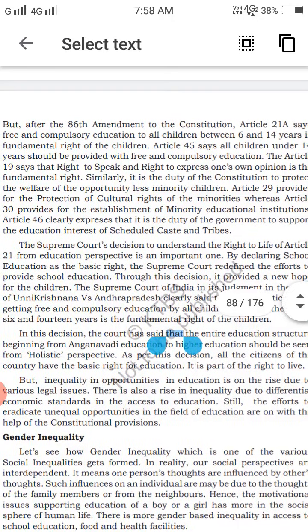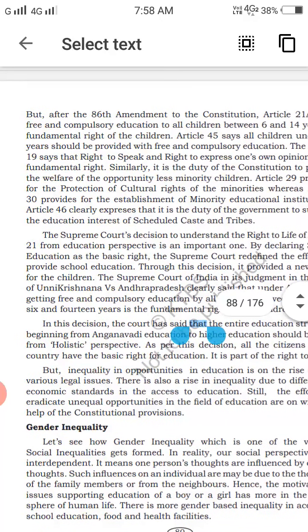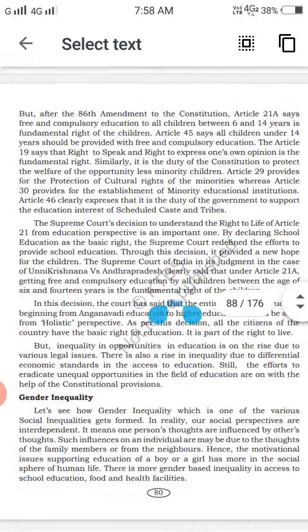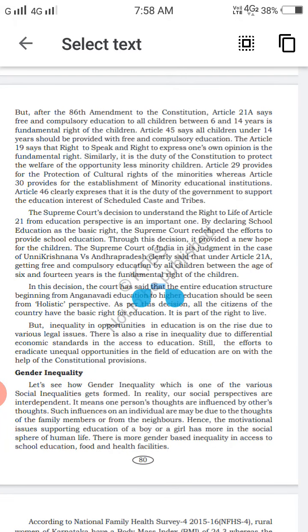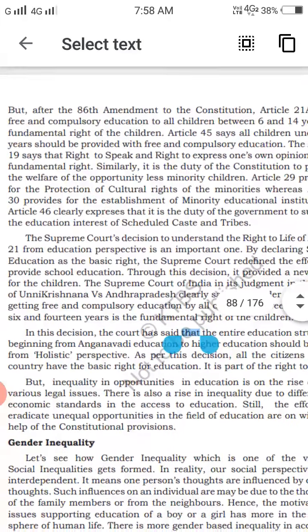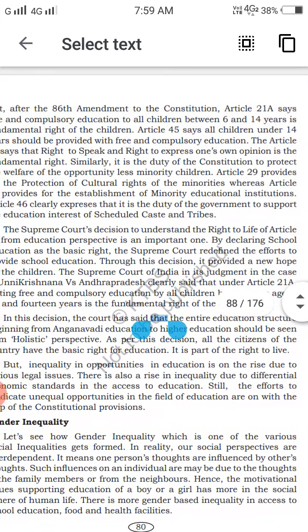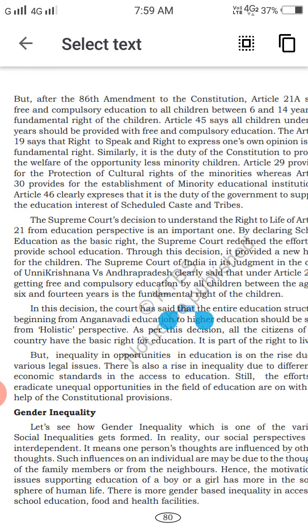For the protection of cultural rights of minorities, Article 30 provides for the establishment of minority educational institutions. Article 46 clearly expresses that it is the duty of the government to support the educational interests of scheduled castes and tribes. See, our Constitution has given certain rights. Every person has the right to open educational institutions based on culture, minorities, and religions. Those institutions are going to be protected by the government. That is the duty of the government. So Article 46 clearly expresses that it is the duty of the government to support the educational interests of scheduled castes and scheduled tribes.